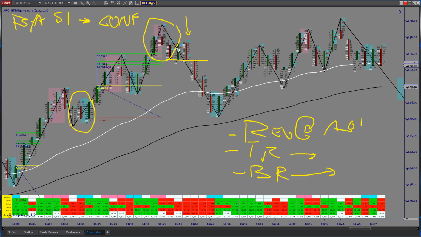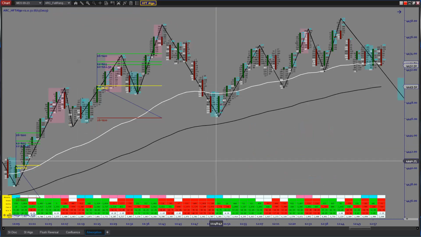Now, this one's a little quirky because it didn't happen until after all that. But once you get confluence, maybe that's your trade. So there's so many different directions you could go with it, and all of them are great. So it's just a matter of using it the way that you see fit.